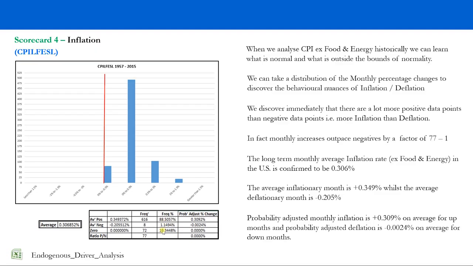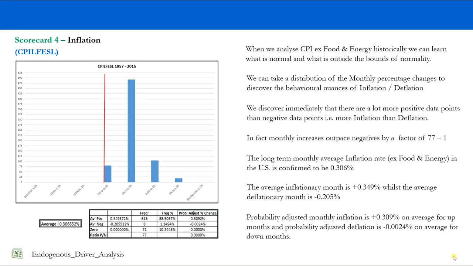When we multiply through by the frequencies, the probability adjusted monthly inflation rate is 0.3092%, and the probability adjusted deflation month is minus 0.0024% for down months. So you can start to get an appreciation and understanding when we're thinking of this relative to CPI that includes food and energy. It's obviously quite different data.